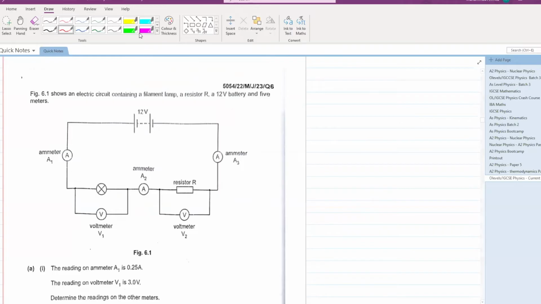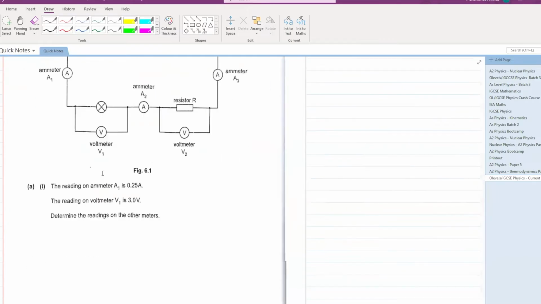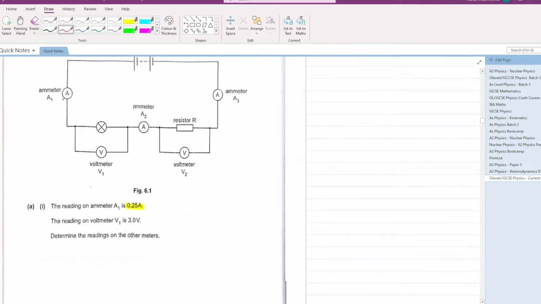Figure 6.1 shows an electric circuit containing a filament lamp, a resistor, a 12 volts battery, and 5 meters. Okay, so you have a 12 volts battery, you have a resistor R, you have a filament lamp, and you have 5 meters. The reading on ammeter 1 is 0.25 ampere. Okay, so this ammeter is reading 0.25 ampere.